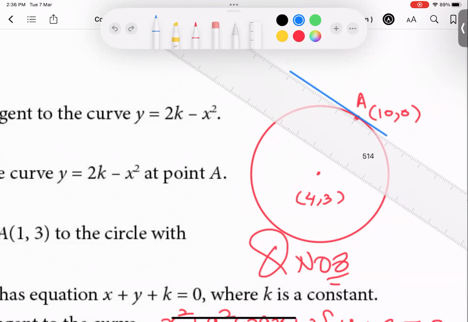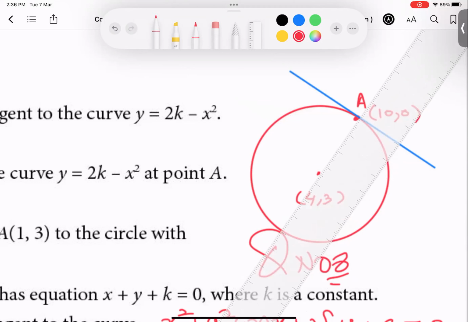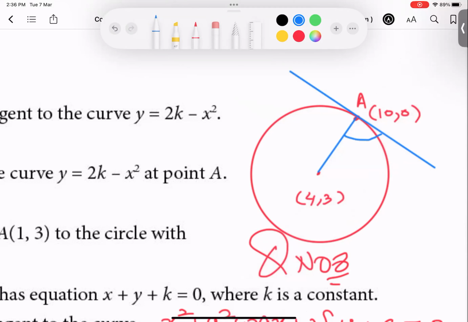Because you can ask me, sir, is it compulsory to draw? No, it is not compulsory to draw. And this is called the radius, and all of you know the radius is like that. And all of you know the angle between the tangent and the radius is 90 degrees. And what is the plan of action? This is the center, C for center. First I find the gradient of AC and then find the negative reciprocal for the tangent.